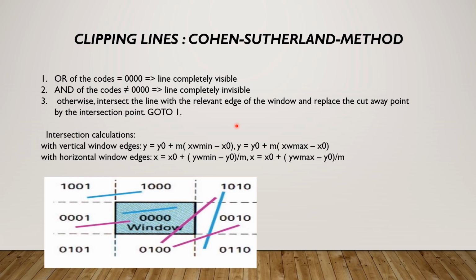Intersection calculation with vertical window edges: y equals y0 plus m times xw min minus x0, and y equals y0 plus m times xw max minus x0. For horizontal window edges: x equals x0 plus yw min minus y0 divided by m, and x equals x0 plus yw max minus y0 divided by m. By this method we can calculate the line clipping.